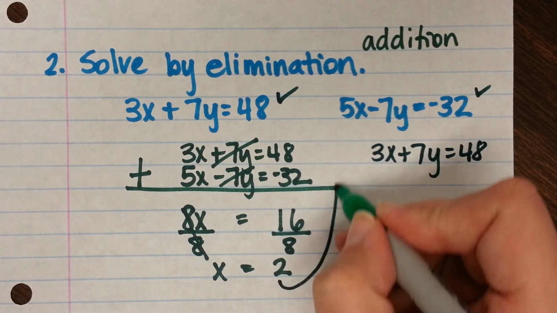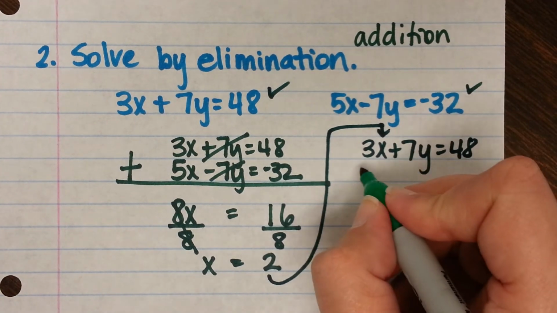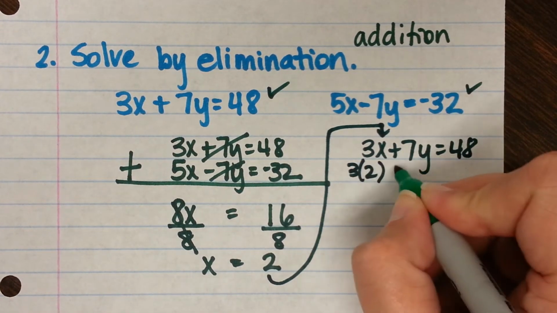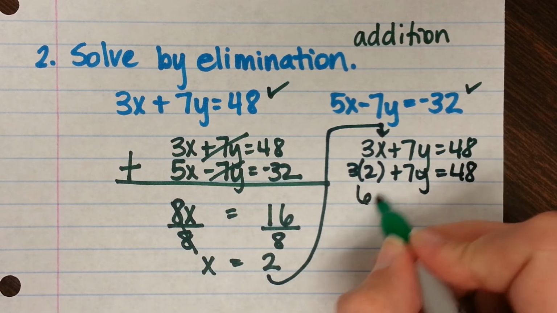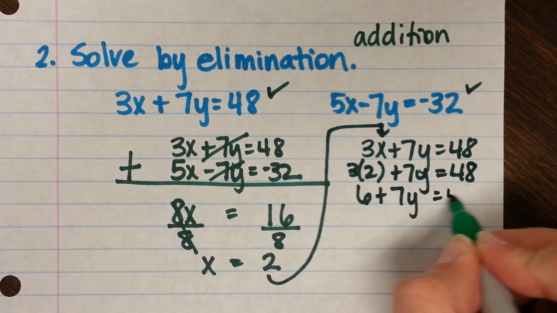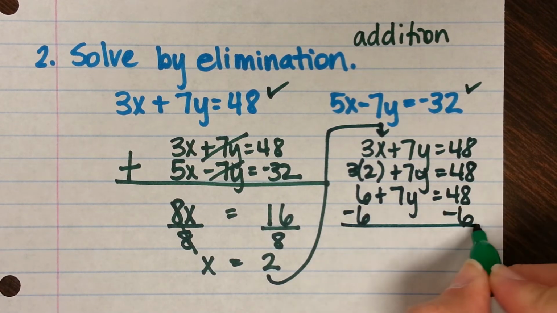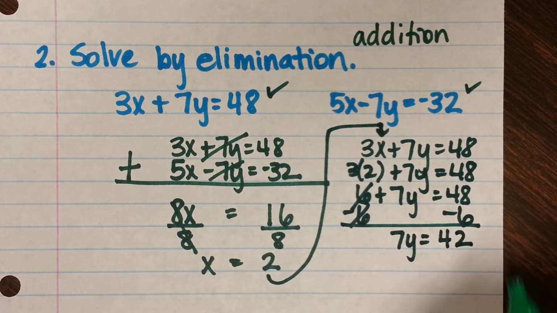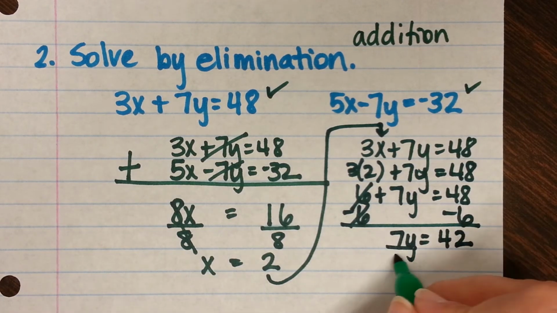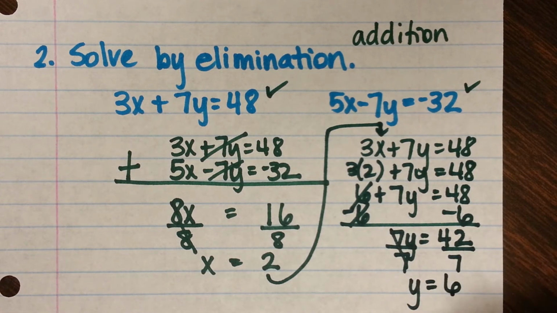In place of x, I'm going to put in what I know x is equal to, which is 2. So I have 3 times 2 plus 7y equals 48. That's 6 plus 7y equals 48. Then I would subtract 6 from both sides. So I have 7y is equal to 42. Then we're going to divide both sides by 7. So y is equal to 6.